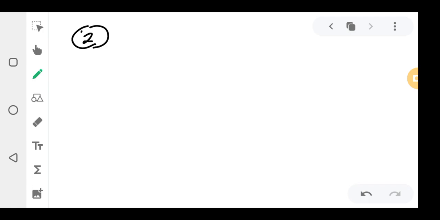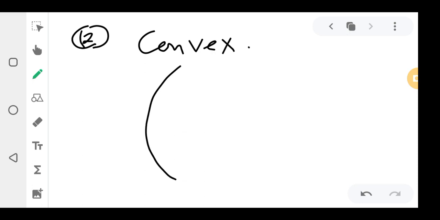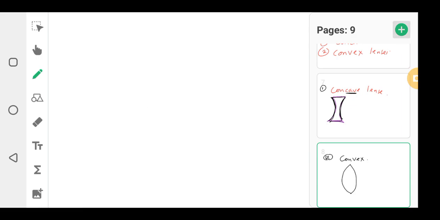The second type of lens is convex. Convex, it looks as if it's a muscle like this. Okay, convex. Convex, that's how it looks.